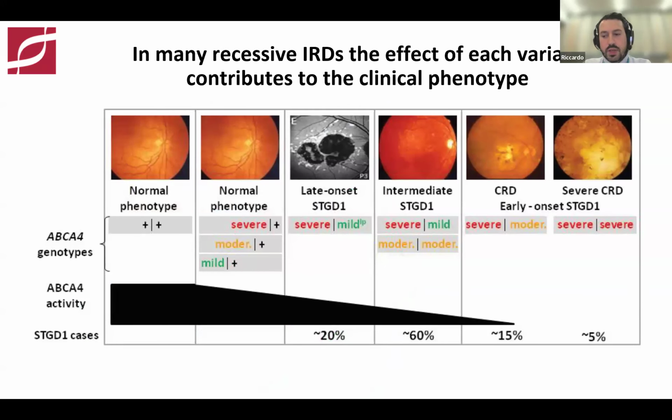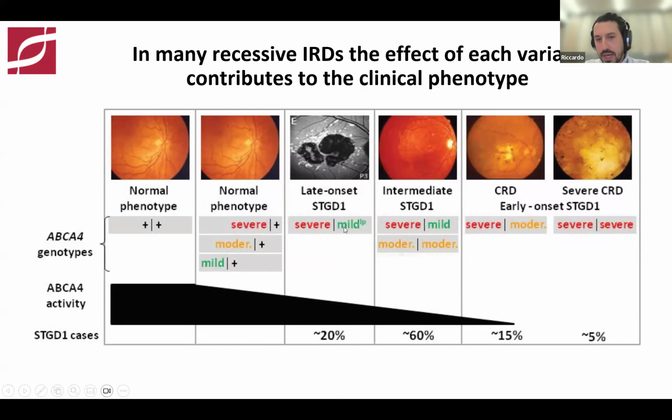One important thing before starting with the presentation is that, especially for recessive IRDs, in my experience the effect of each variant needs to be studied in detail, because the effect of each variant contributes to the clinical phenotype. ABCA4 is one of my main genes of interest. I just want to give an example about the ABCA4 genotypes. Of course you have a normal phenotype in absence of mutation, but also in presence of any type of variant, even severe, because it's a recessive disorder.